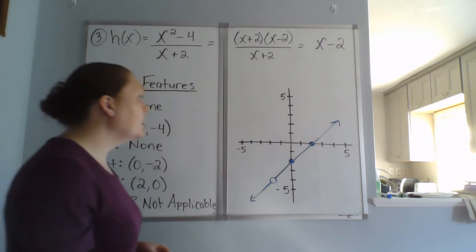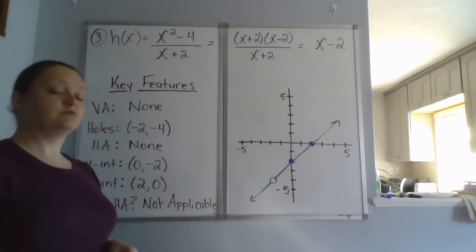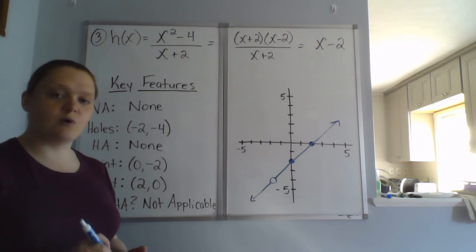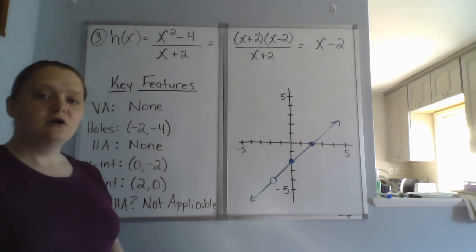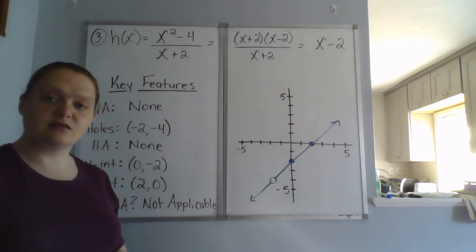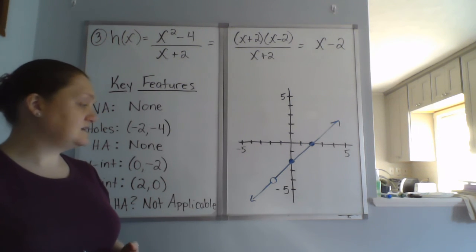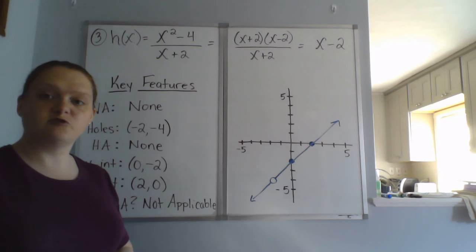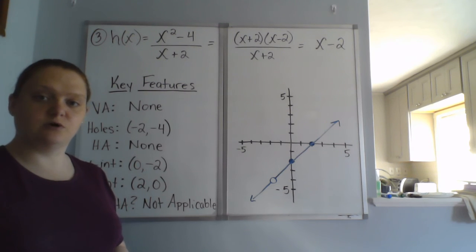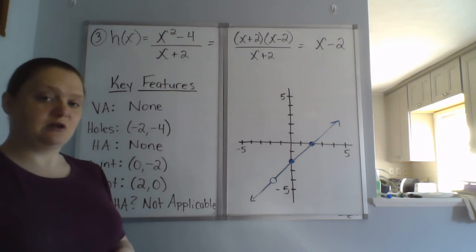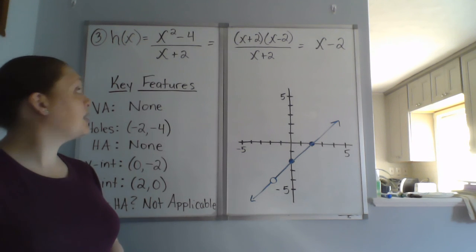So, if your rational function reduces down to something linear or quadratic or polynomial, then the graph will look exactly like that linear, quadratic, or polynomial function. The only difference is there are likely to be holes involved, but everything else will look the same as it would according to whatever function you end up with. Okay, so that's how I graphed problem number 3.